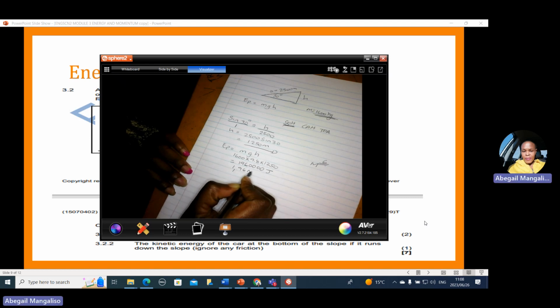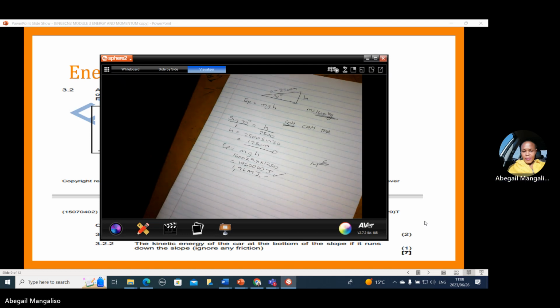Your answer is 19.6 megajoules. So a question can say, calculate potential energy generally. So it's correct even if you leave it at this step. But if they specify in megajoules, this will be your answer in megajoules. If they specify in kilojoules, you divide by 1,000 and you get it in kilojoules. So this is how you do it. Let's look at the second question.